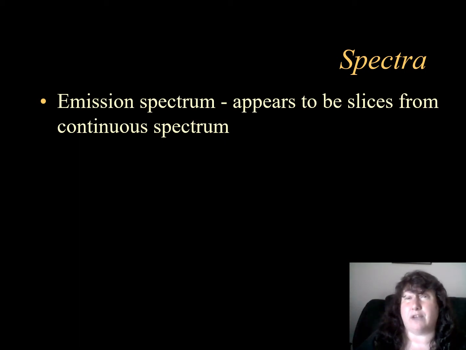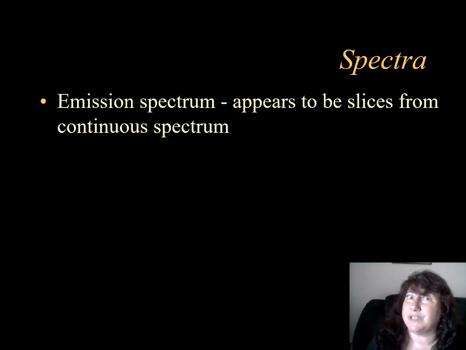An emission spectrum is different. It appears to be slices of the continuous spectrum. So again, it's this gas emitting its own lines. In other words, it's getting energy, and that energy is causing the electrons to go into excited states. When they drop back down, they give off specific colors.